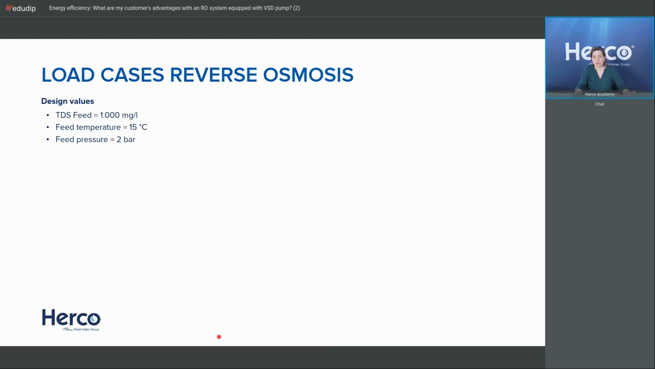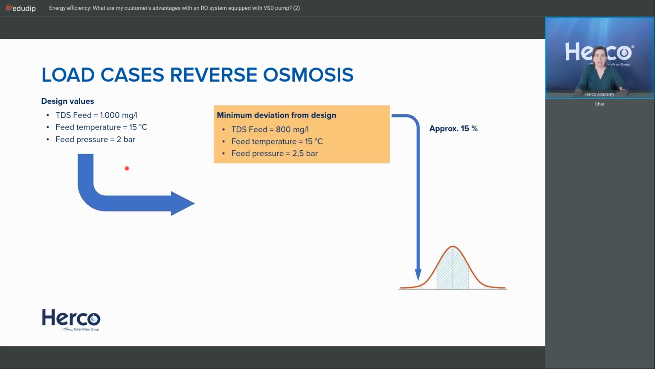I'll show you the different load cases. This is our design point. We design our units for 1000 milligram per liter TDS in the feed. This used to be a limit value for drinking water, that's why we have taken that one. And that means you always have the safety that, even if you don't have a water analysis, the unit is going to run with drinking water, definitely. We usually use a feed water temperature of 15 degrees Celsius, and we need a feed pressure of at least 2 bar.